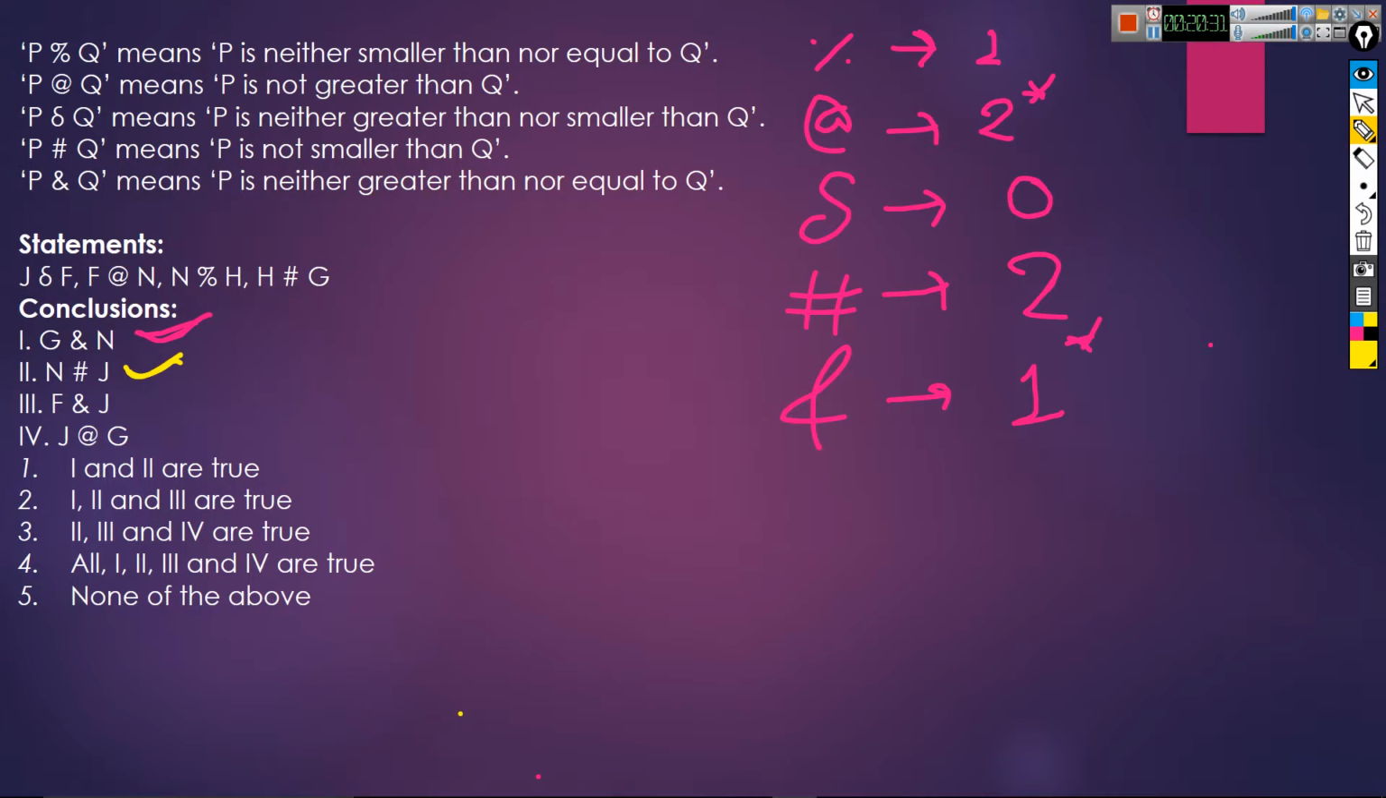Next is F and J. We have to go from F to J. F to J is already given, F delta J, and delta is 0. Opposite of 0 is 0, and what is given in the conclusion is F and J, means F is 1 asterisk J, so we are getting 0 is right. F is 0 J, and 0 means delta, F delta J will be the right conclusion. What is given is F and J, so it will not follow.